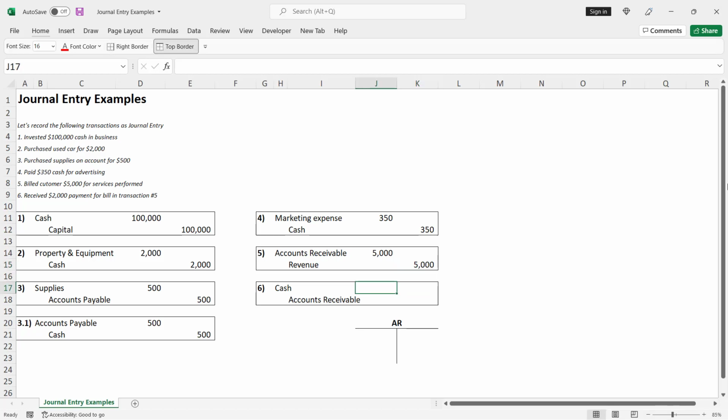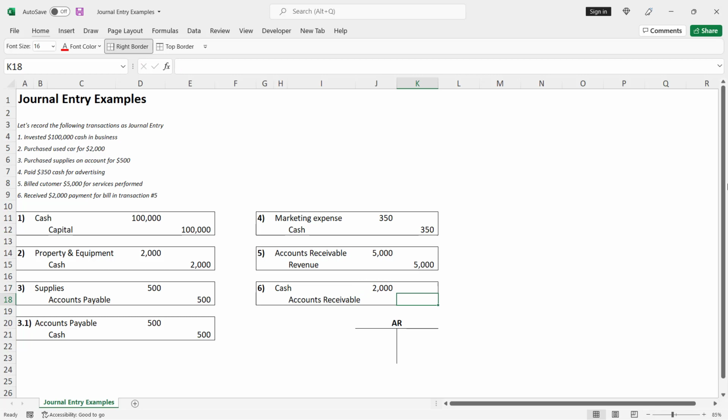The next transaction will be related to the previous one. So we received a $2,000 payment for the bill in transaction number 5. The client didn't pay the full amount of $5,000 yet, but they paid $2,000. It happens. Sometimes the bill is paid off in tranches. We know that we are receiving cash, which means we'll debit cash for $2,000.